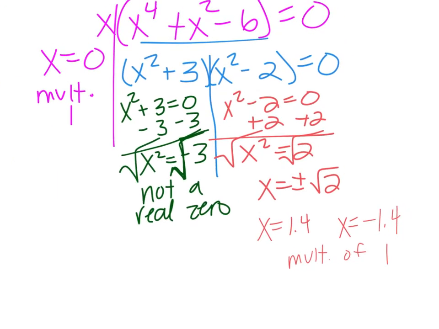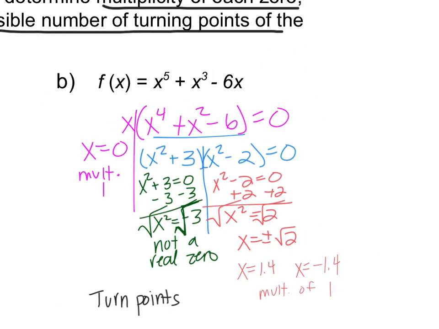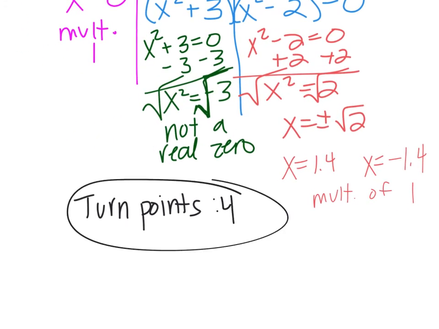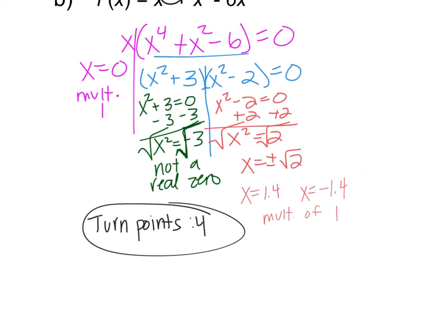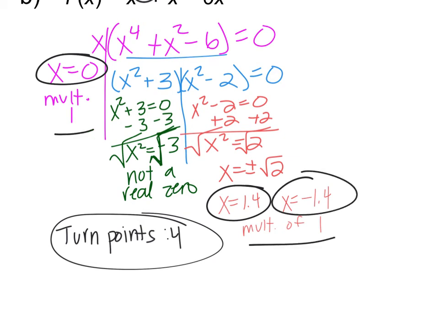And the other thing we need to know is the turning points. So how many turning points would there be here? With a maximum number of turning points. My exponent is 5, so 5 minus 1 would be 4. So here are my zeros. Each one of them has a multiplicity of 1. I have 2 that are not real, that's fine. And then there's a possibility of 4 turning points in that graph.